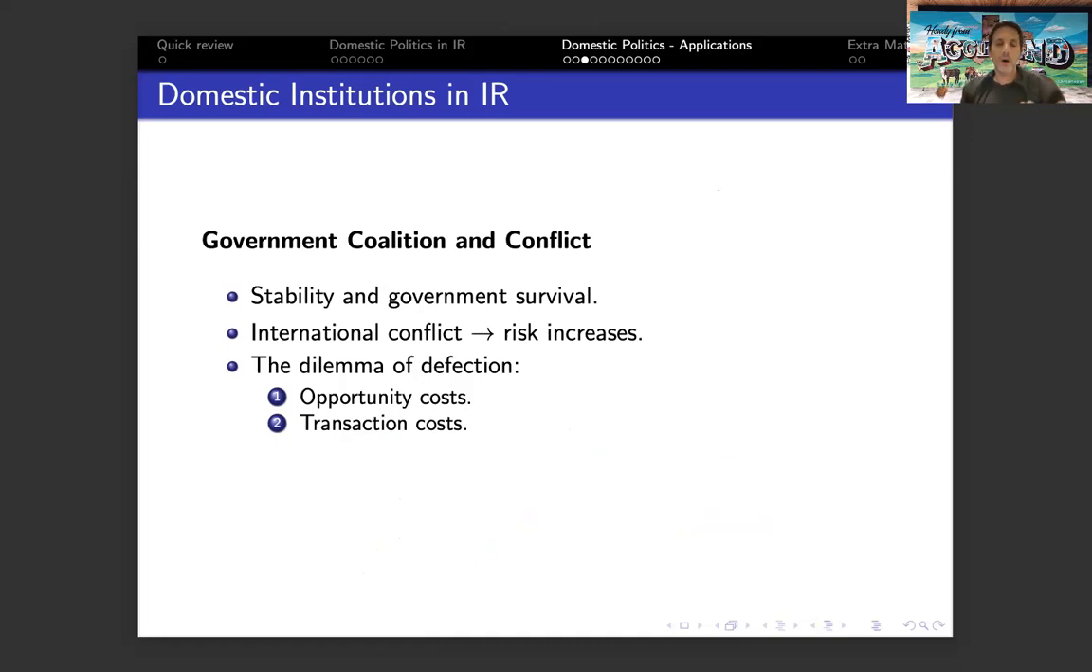The first is what's called opportunity cost, and that is the decision by me. I decided to defect and leave the government. My decision to leave the government has a cost in terms of I'm no longer being able to conduct future policy. I'm not a member of the government anymore.